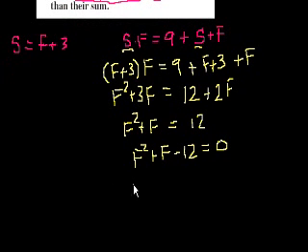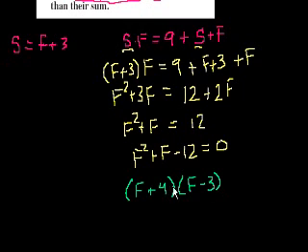Let's see. This is (F + 4)(F - 3), right? Because when you multiply those, you get negative 12, and when you add those, you get plus 1. So that is equal to 0. So in order for this to be true, one or both of these have to be equal to 0.